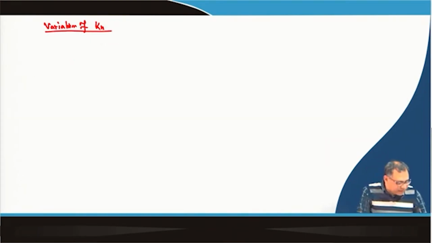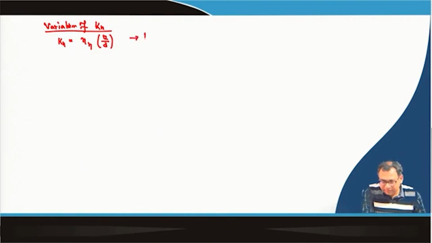So, variation of kh can be of different types. This is kh is equal to eta h, then z by d. So, that is one variation we have already used. This variation is linear. So, kh is varying linearly with depth. Okay, so that was the previous solution.